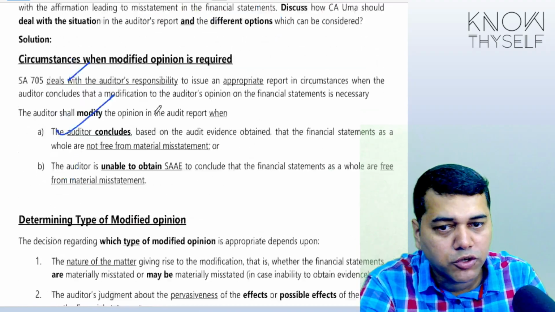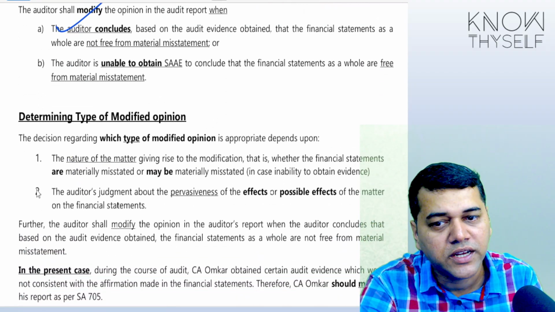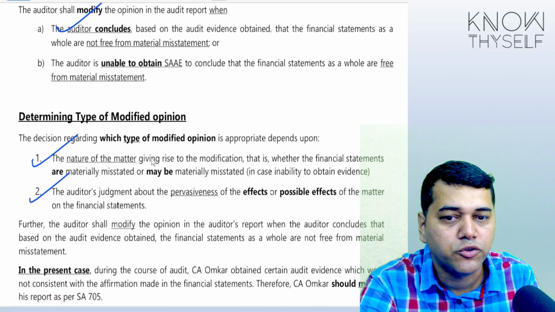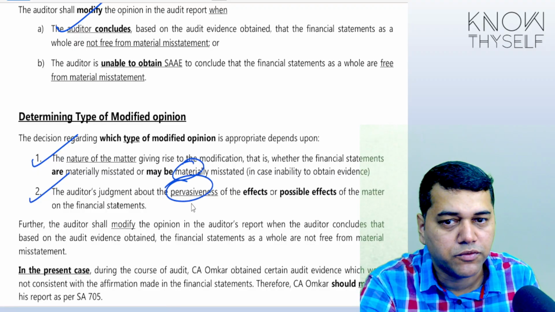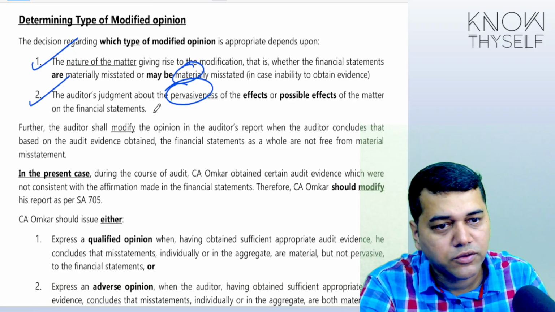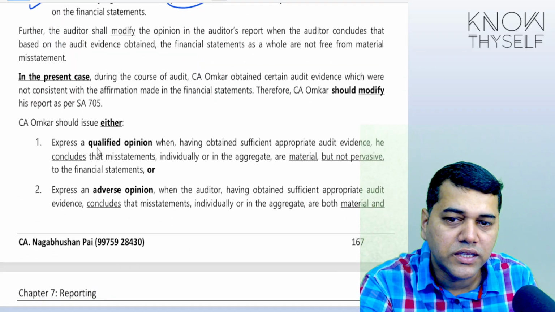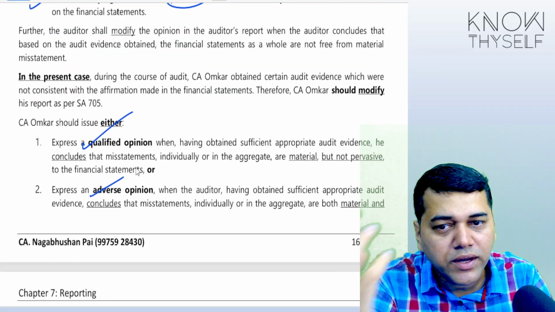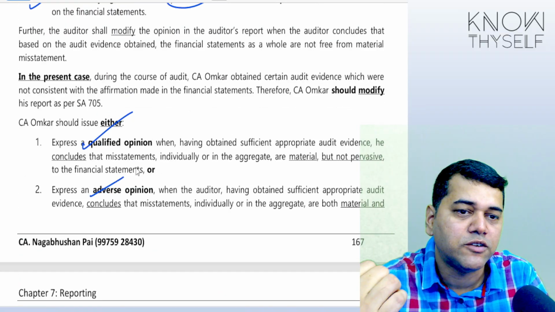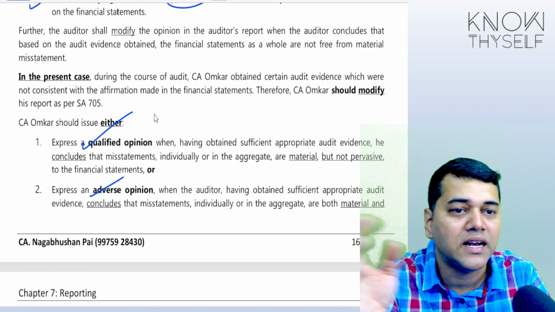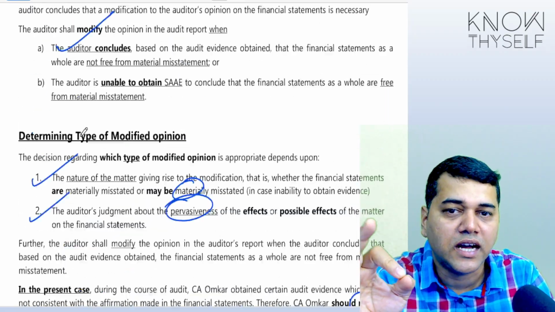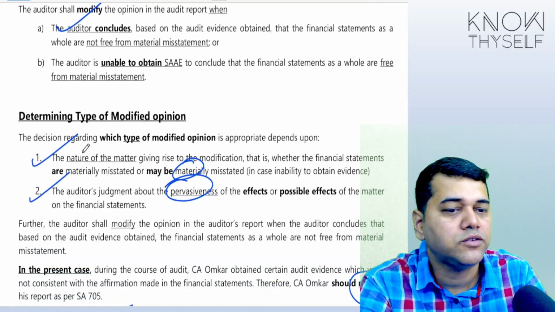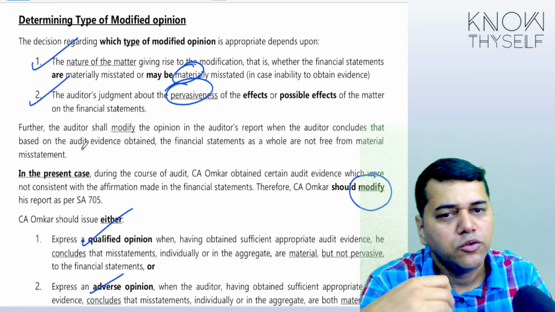So you have to talk about the objective and responsibility. Then you say this is how we decide, using materiality and pervasiveness, which type, and there are 3 types. You can tell it like this. So you can give either a qualified opinion or an adverse opinion. The question is silent on whether it was material or material and pervasive. But one thing you are sure of: since they asked how you deal, you are going to say you will issue the modified opinion. You can make an assumption.